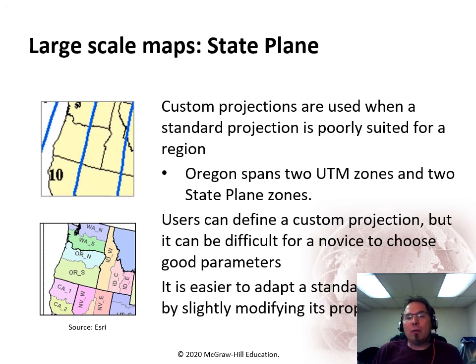When you go to download data from different entities, they have a tendency to have their own specific coordinate system that they like to use. For example, the Wisconsin DNR uses Wisconsin Transverse Mercator, NAD 83 Harn, whereas SEWRPC, the Southeast Wisconsin Regional Planning Commission, uses NAD 27 State Plane.